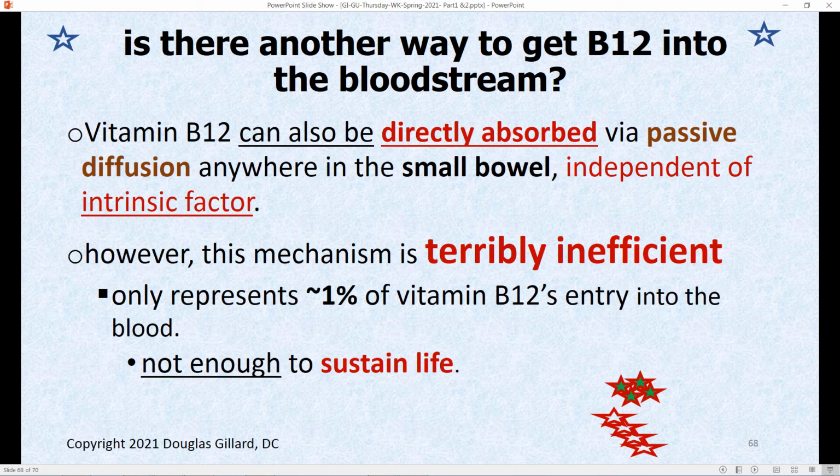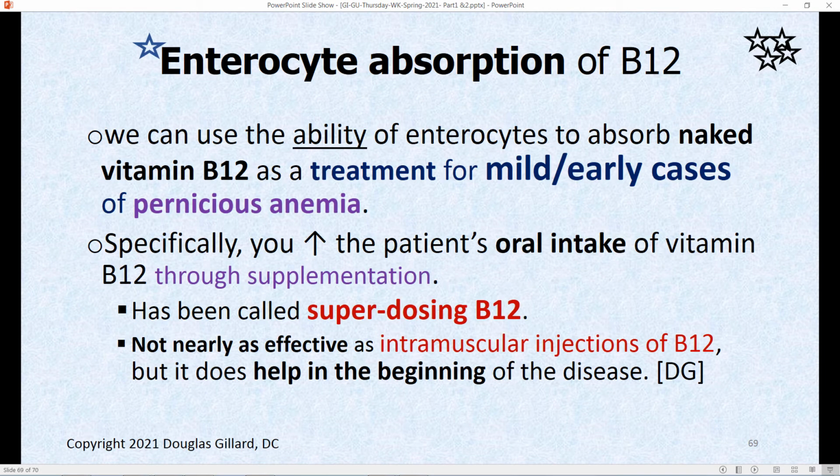There is another way for vitamin B12 to get into the bloodstream. It's not very good, but if you megadose vitamin B12, take really high levels of it, you can get a little bump in your vitamin B12 levels. At best, only 1% of vitamin B12 can get in this way. It's not enough to sustain life, but if you're borderline vitamin B12 deficient and you megadose vitamin B12, it may prolong the ultimate shots of B12, which are going to be needed to save your life.